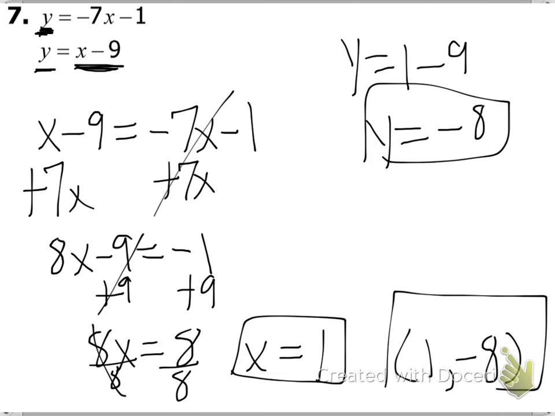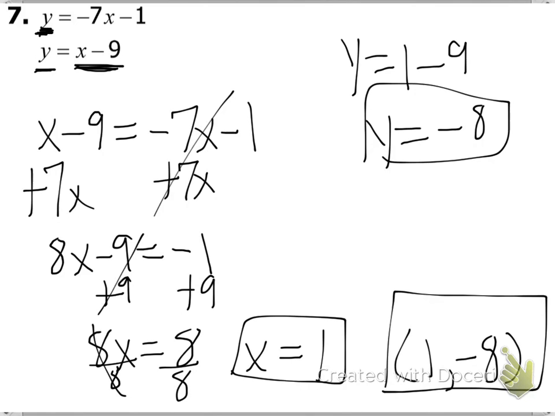I do want you to write your answer as an ordered pair. I don't want you to leave it as x equals 1, y equals negative 8. I want it in ordered pair form. That way you can show me that you know how to write an ordered pair. Which value comes first, which value comes second. Everyone okay with that?